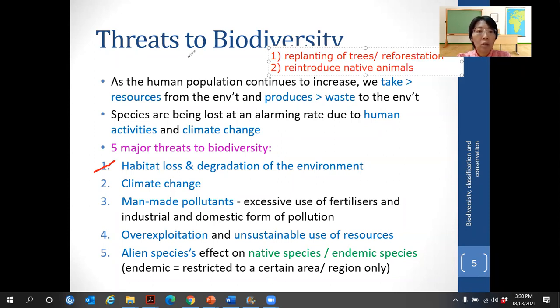Now, climate change is a result of number 1. So as long as we restore number 1, we will restore number 2. That is replantation of the trees and reforestation.